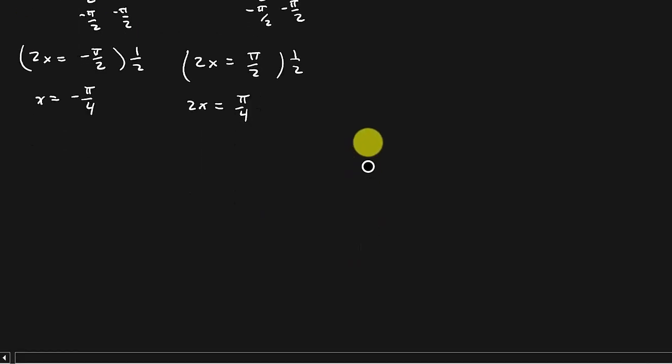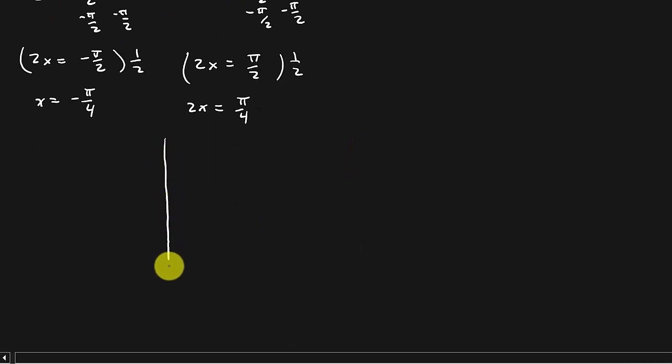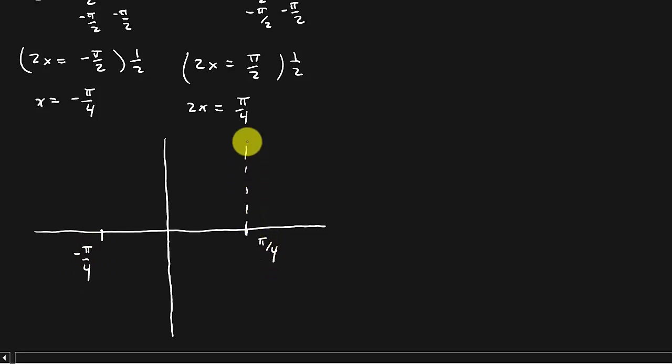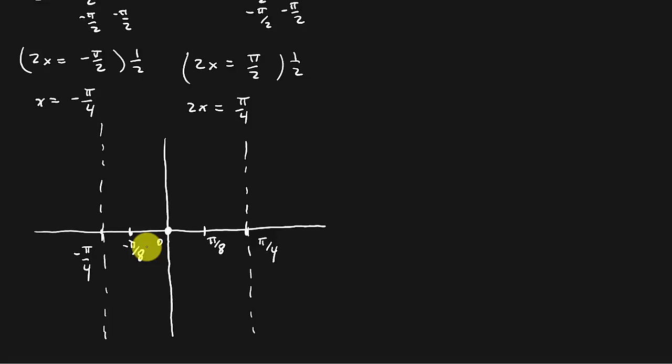All right, so let's plot those. So I've got negative pi over 4, and I've got pi over 4. Break this up into 4 equal intervals. Well, the midpoint between negative pi over 4 and pi over 4 is 0. The midpoint here would be pi over 8. The midpoint here, negative pi over 8. Just like before, just add and multiply by half to get the midpoint between two numbers.